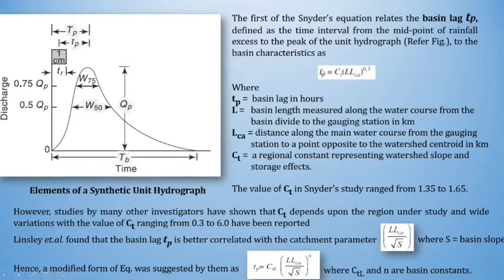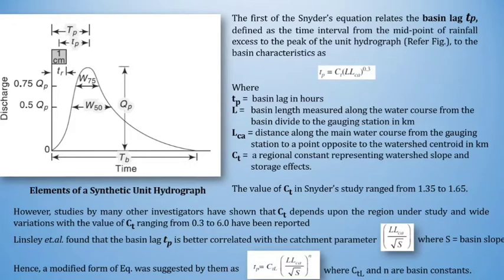To the basin characteristics, it can be estimated by using this empirical formula given by Snyder as Tp is equal to Ct into bracket L into L suffix Ca whole bracket raised to 0.3, where Tp is the basin lag in hours, capital L is the basin length measured along the water course from the basin divide to the gauging station in kilometers, L suffix small ca is the distance along the main water course from the gauging station to a point opposite to the watershed centroid in kilometers.